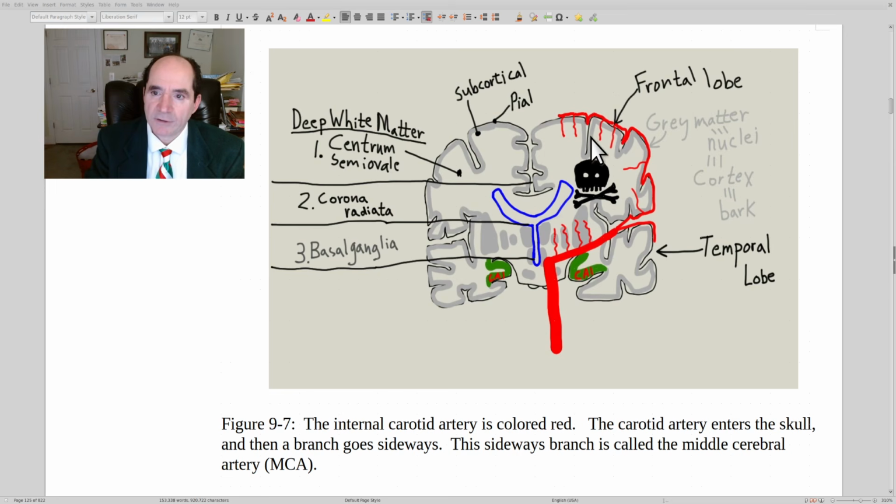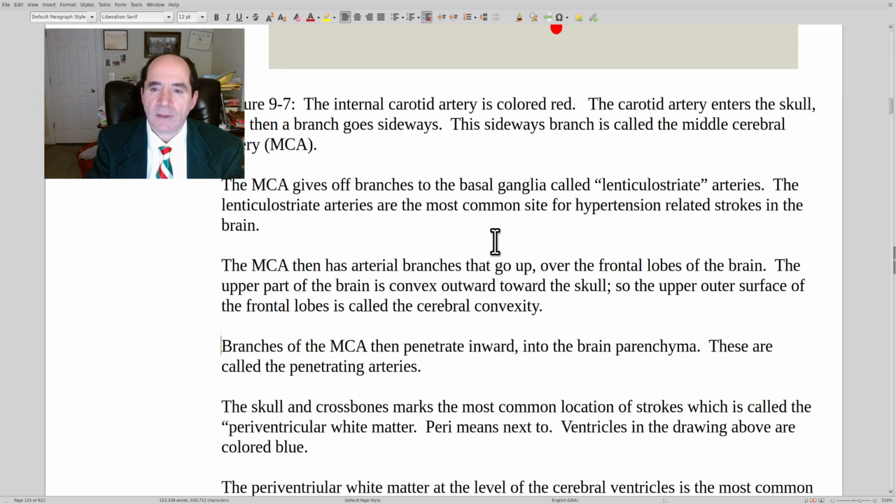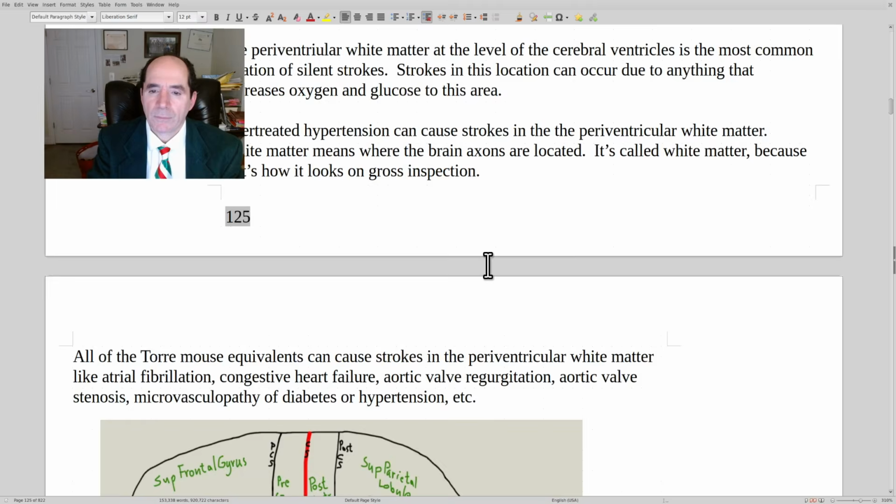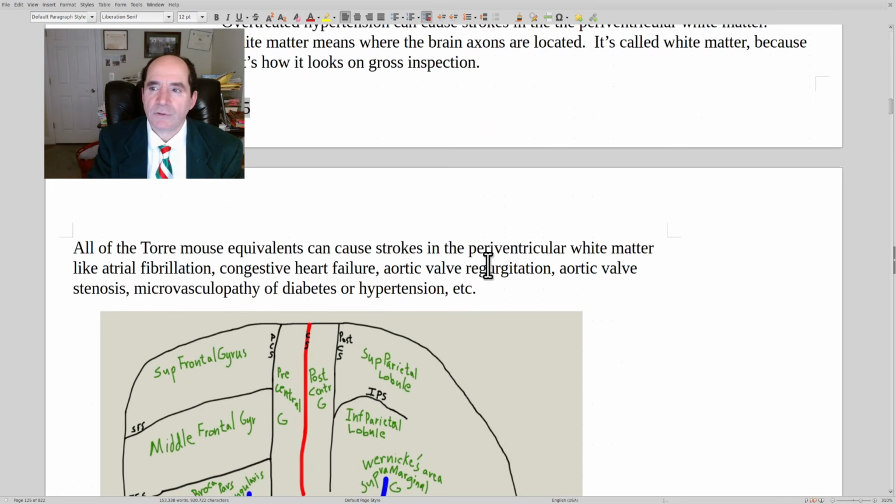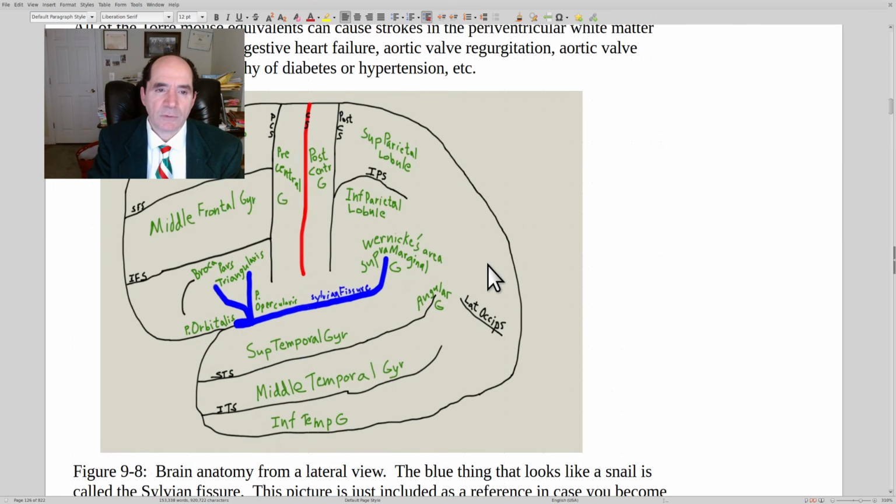And these are the convexity arteries. These are the penetrating arteries, and these are sort of like end artery territories without good collateral, meaning that if they lose the one main vessel, they don't have much left to keep them alive. Peri means next to, so periventricular would be next to the ventricle.